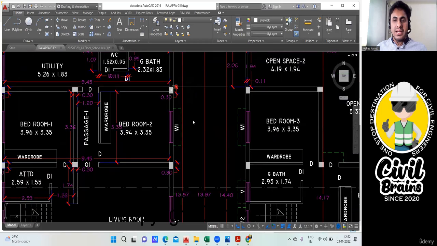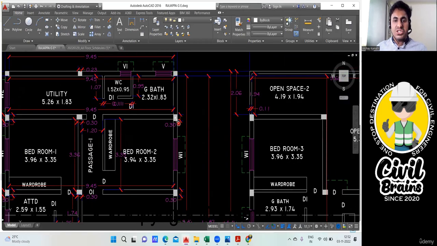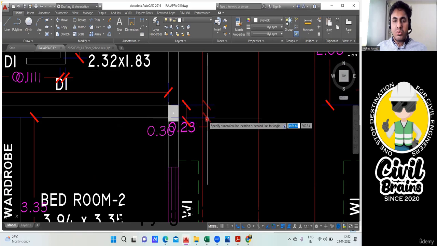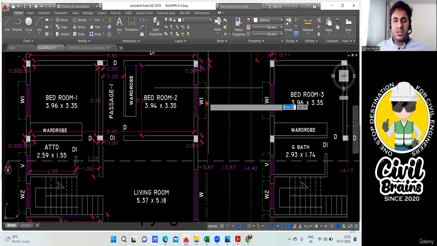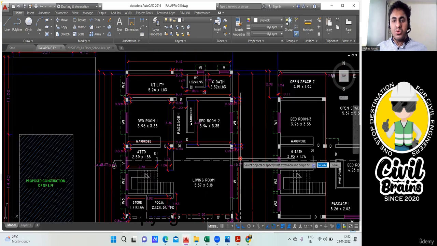Because overall length I had taken how much? I had taken 14.40. Out of that, here plastering won't happen because brickwork is intersecting. Because after the construction of the brickwork only plastering will happen. So this is how much? This is 0.23. Then again, this is also 0.23. 2 times 0.23 I'll deduct.